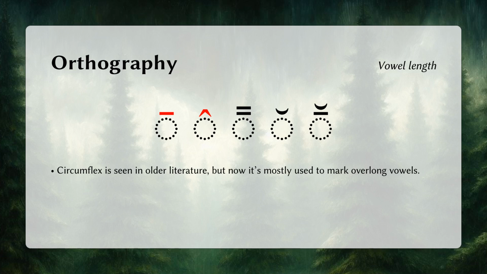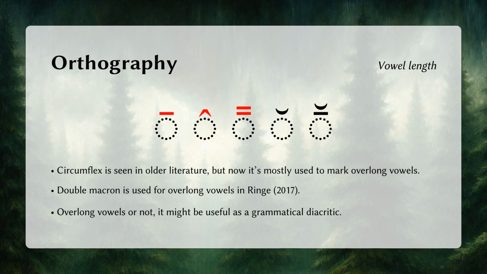An alternative to the circumflex for overlong vowels is the double macron, which is used in Ringe 2017. It's easy to write on your mobile if you have an app for making your own custom keyboard, but less easy on your stationary. Even if you don't pronounce overlong vowels in any of the possible ways that have been suggested for their realization, or maybe don't even assume their existence, it might still be a good idea to use the circumflex as a grammatical diacritic in the ending for the genitive plural, just for the sake of clarity.